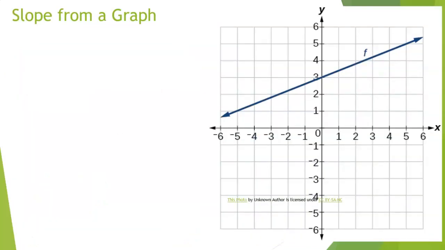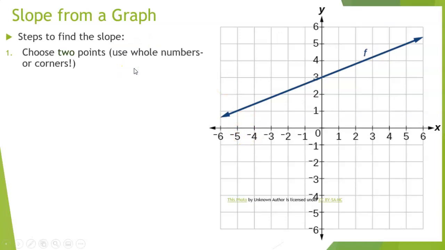Now let's discover how to find the slope from a graph. So here we have a line graphed, and I want to know what is the slope of this line. Here are the steps to finding that. First, you need to choose 2 points. And you always want to choose whole number points, and that means you want to pick points that cross through a corner of your graph.